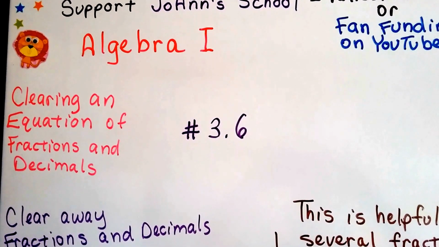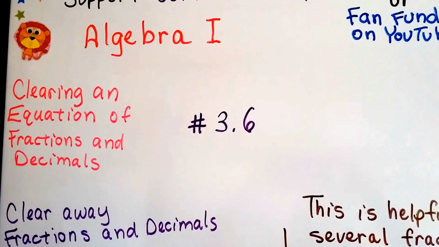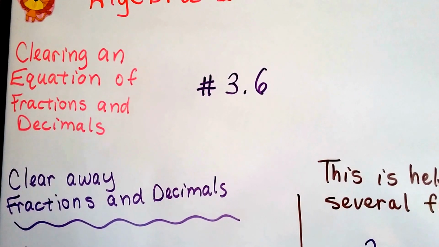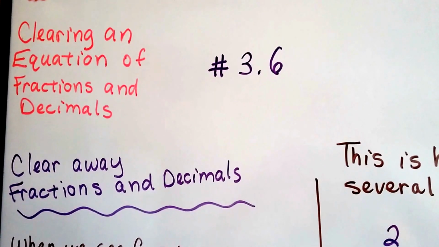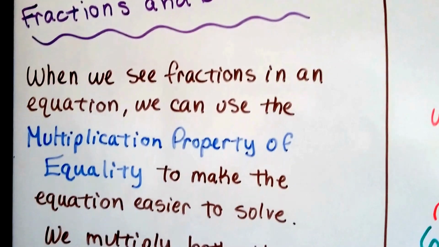Algebra 1, number 3.6. This is the only video for 3.6. There's no A, B's, or C's or anything. We're just going to clear away the fractions and decimals from an equation. Going to get rid of those pesky fractions and decimals. So, this is what we do.